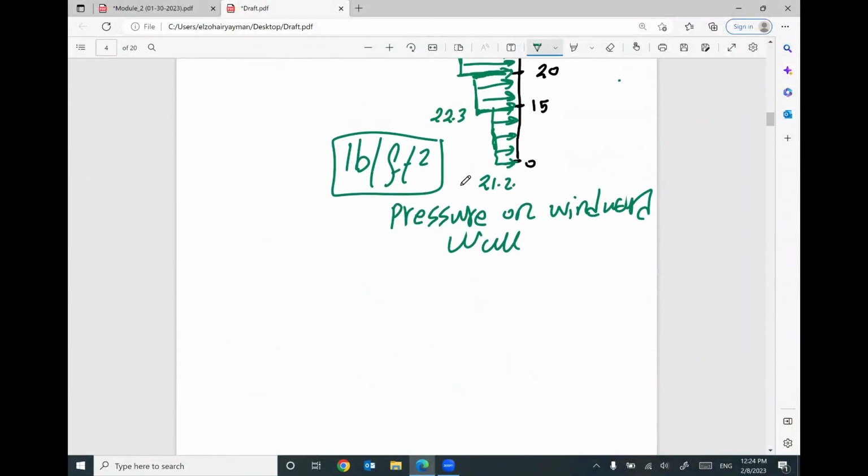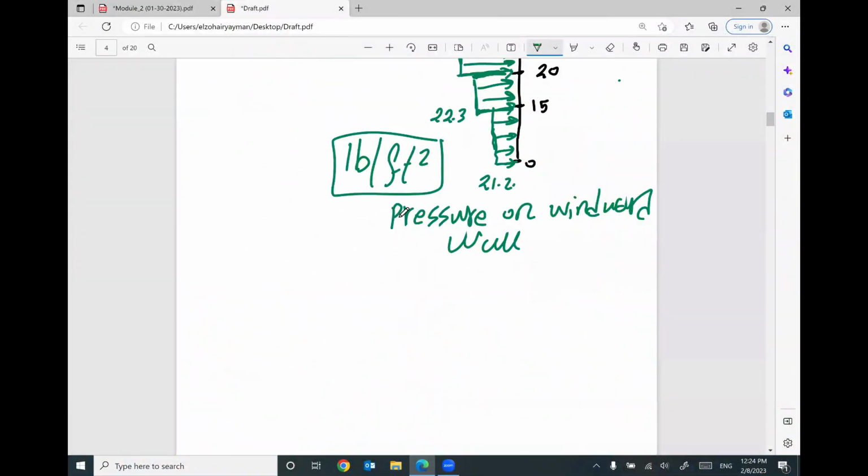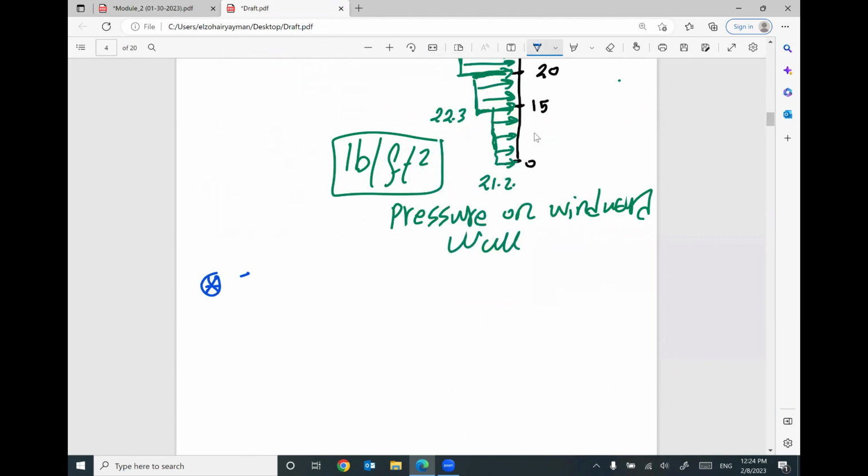Okay, next step. I'm gonna talk about the leeward wall, the wall in the back. So I will write here: for leeward wall.